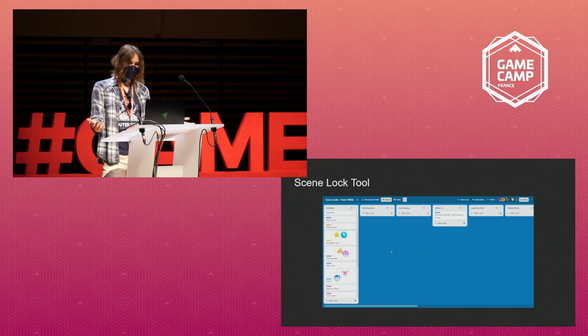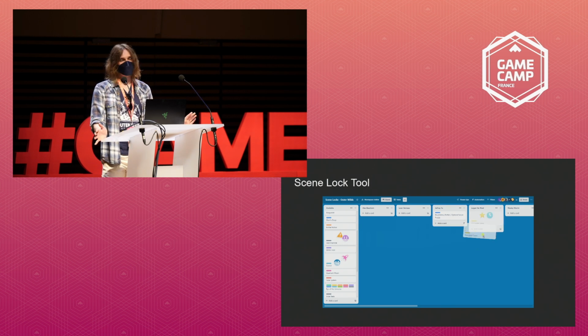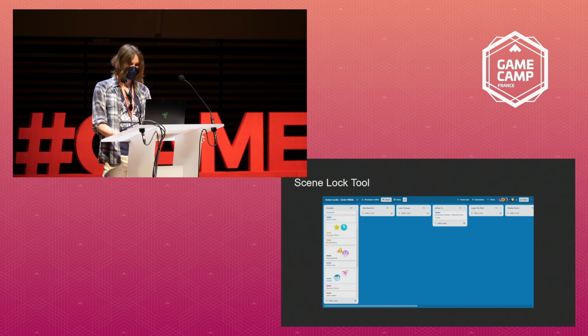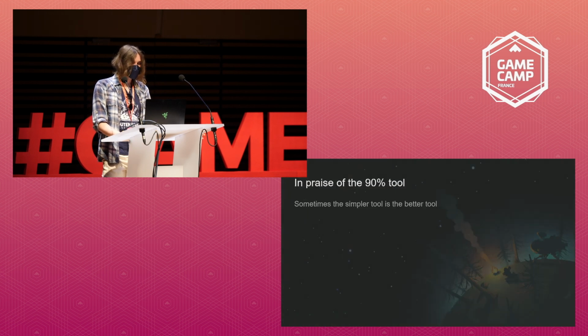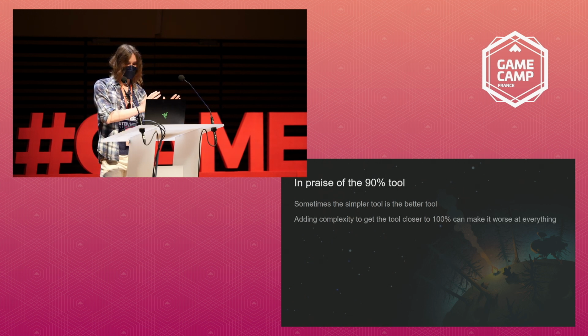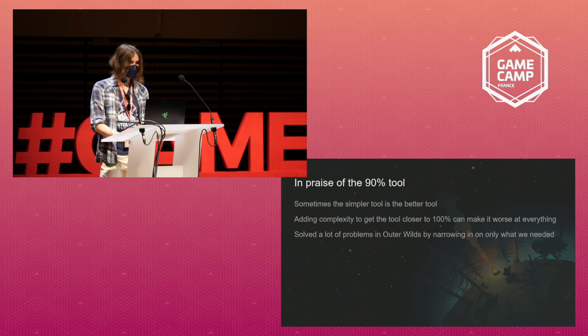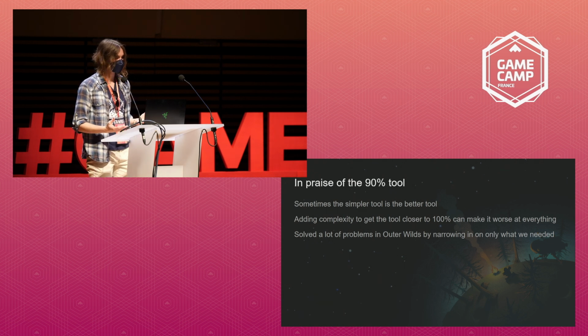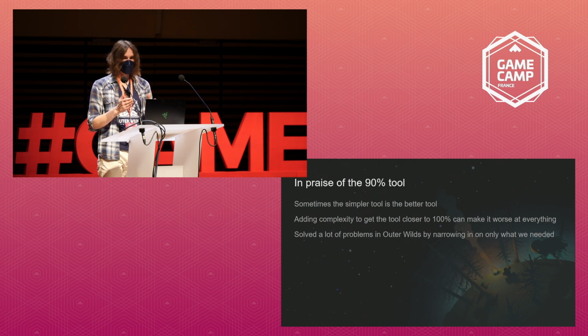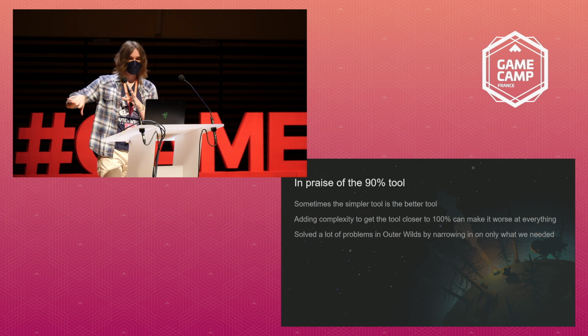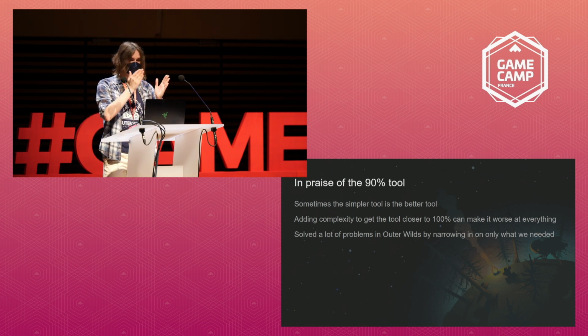I personally love simple and flexible solutions like this, but maybe we only got away with this due to our small team size and very tight coordination. But that sort of leads me to my final point. Sometimes a simpler tool is a better tool, and often if you try to bring a tool closer to 100%, do everything you could possibly want it to do, that just makes it worse at everything. Ultimately, the way we solved a lot of problems in Outer Wilds is by narrowing in on only what we needed, and by cutting away all the menial stuff and letting the human steer those interesting decision makings. So that makes a 90% tool, and that last 10% is filled by a human being.